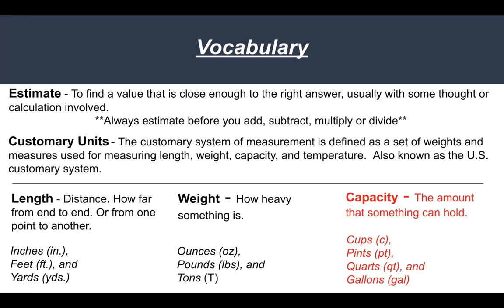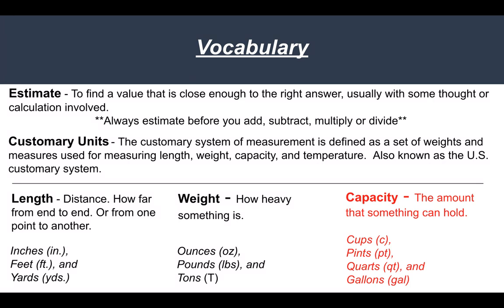Length is distance, how far from end to end, or from one point to another. We use inches, feet, and yards. Weight is how heavy something is. We use ounces, pounds, and tons. And today we're going to learn about capacity, the amount that something can hold. We will be looking at cups, pints, quarts, and gallons.